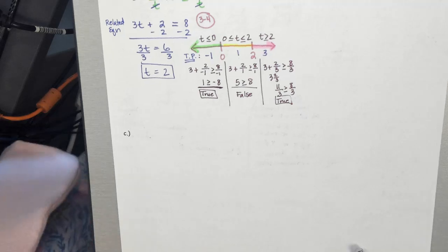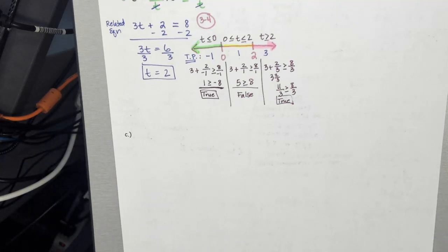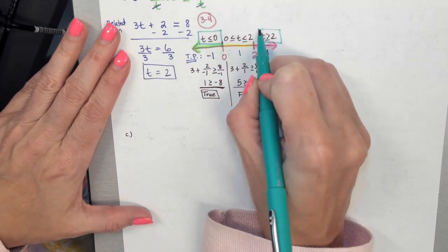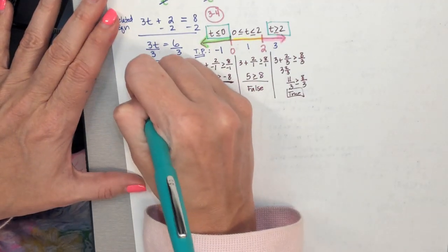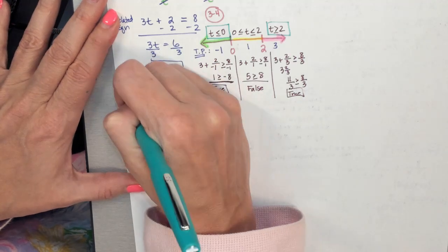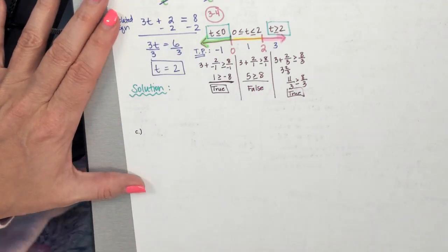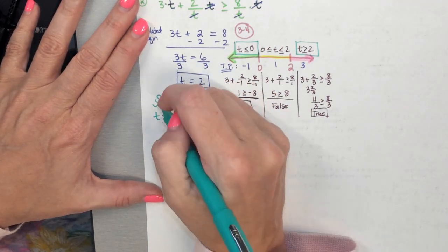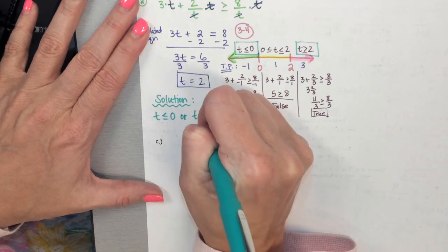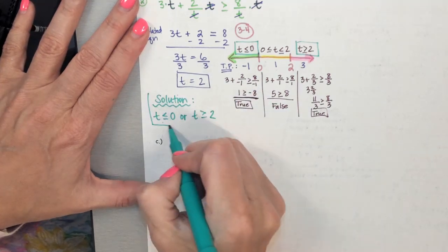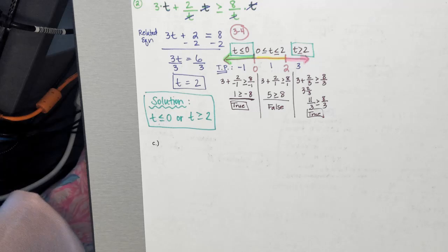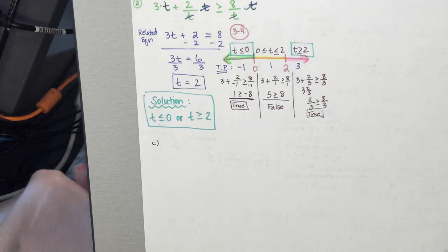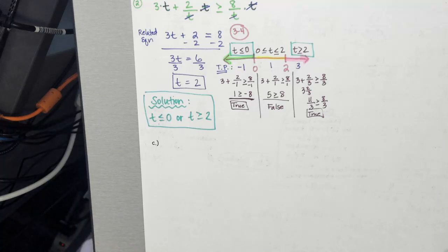So then your solution is going to consist of the true intervals. So this is going to be part of your solution, and this is going to be part of your solution. If you have more than one interval, you connect them with an OR because they can't be true at the same time. So t is less than or equal to 0, or t is greater than or equal to 2. And that's how you're going to write your solution. T is less than or equal to 0, or t is greater than or equal to 2.